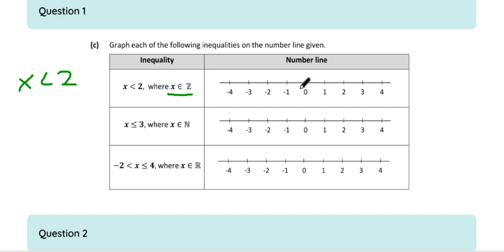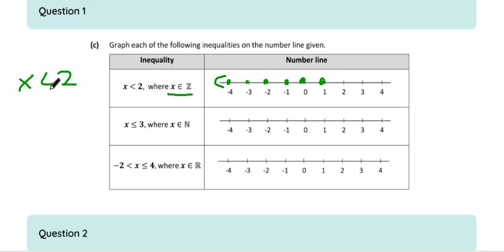So where should I start? At 2. No, it doesn't have the equal sign, so I can't start at 2. Oh, yeah. So 1, 0, -1, -2, -3, -4, and draw an arrow. Is that right?